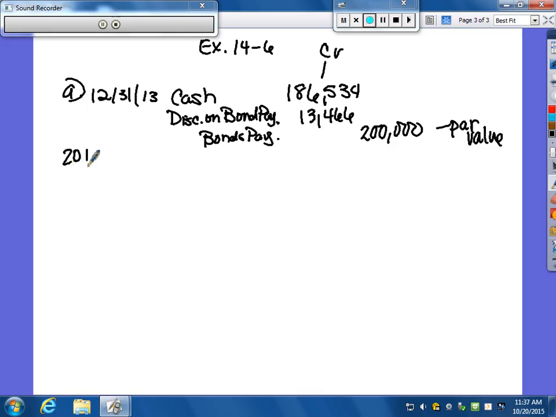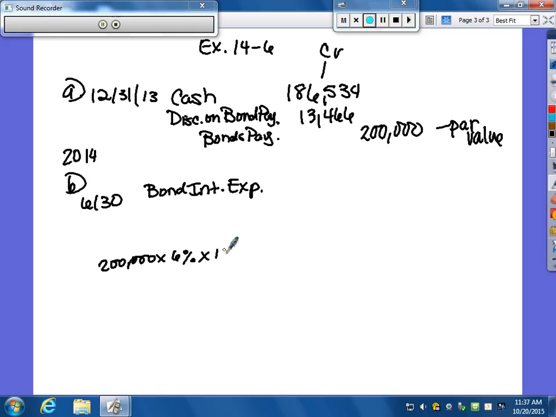So now 2014, B, where we're recording the first interest payment for June 30th. What do we debit? I debited 3,508. No, I mean the account. Bond interest expense for 3,508. Considering you were thinking it was a premium, that's not right. You've got a bond value of 200,000, right? What was the interest rate? The interest rate was 6%, so it should have been 200,000 times 0.06 times 1/2.